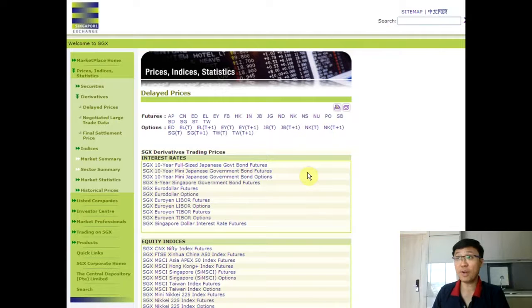So, where can you find derivatives? They are actually all listed on the Singapore Stock Exchange website, SGX. You can see a wide range of Singapore Stock Exchange derivatives that are available for trading, right from bonds, futures, options, exchange rate, LIBOR rate, Euro, dollars. So there is quite a wide range of things you can actually buy online.